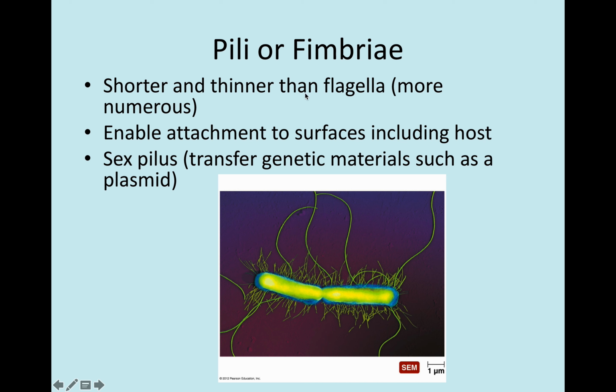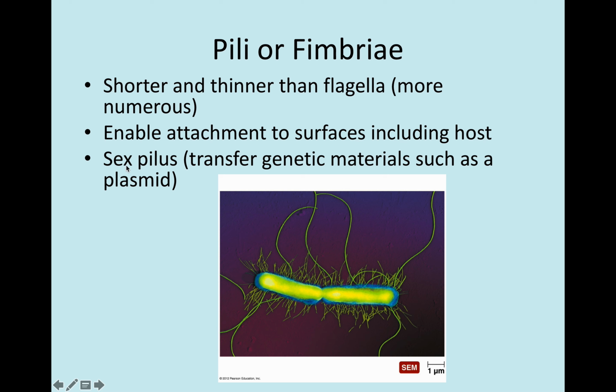There are also pili or fimbriae on some bacteria. Again, some bacteria produce flagella, some do not. Some bacteria produce fimbriae or pili, and some do not. They're shorter and more numerous than flagella, as you can see here in this scanning electron microscope image. Here you see the long flagella, and then short, numerous pili, aiding in attachment to surfaces.